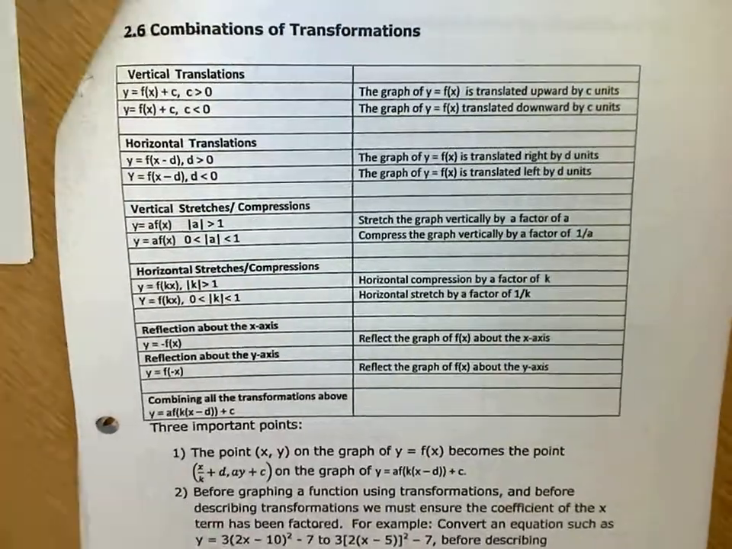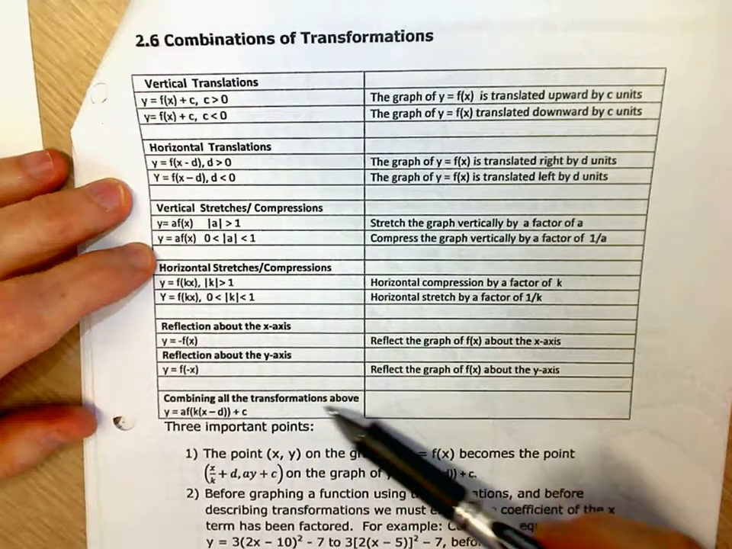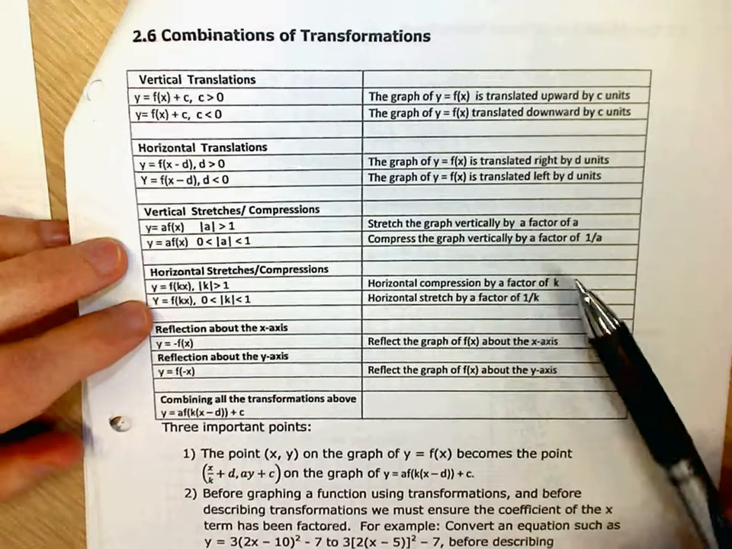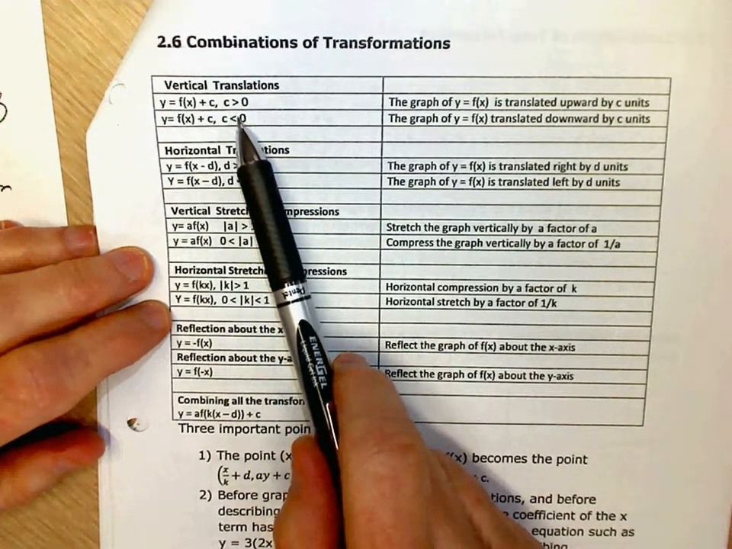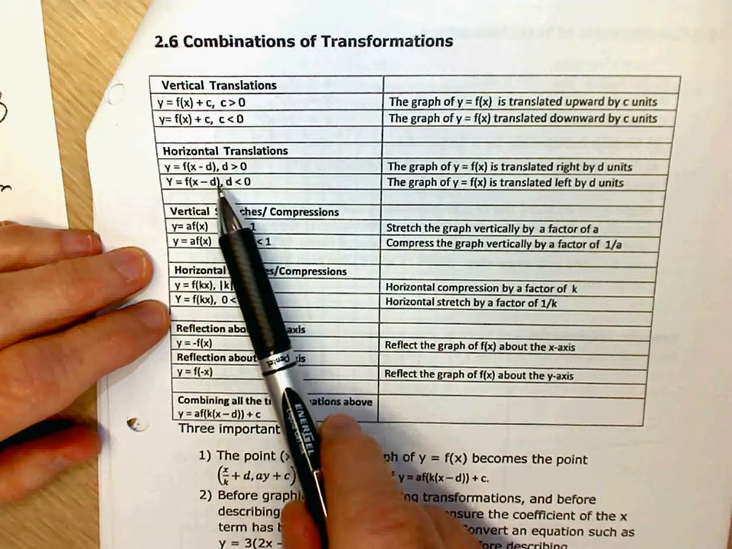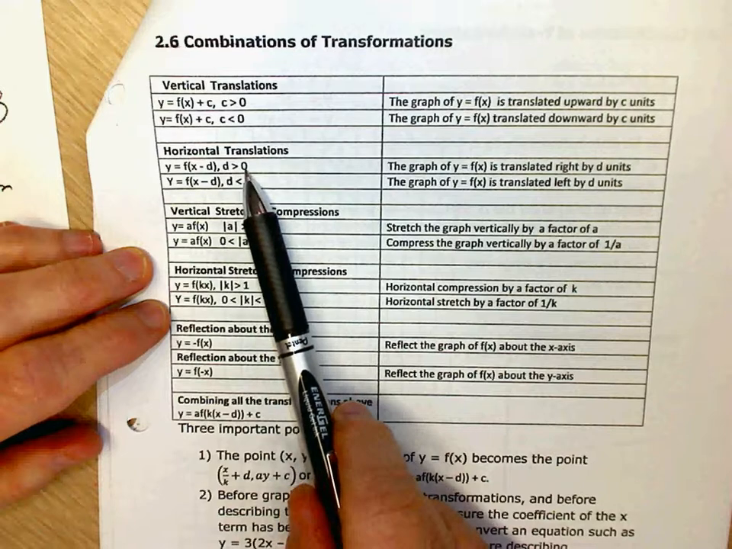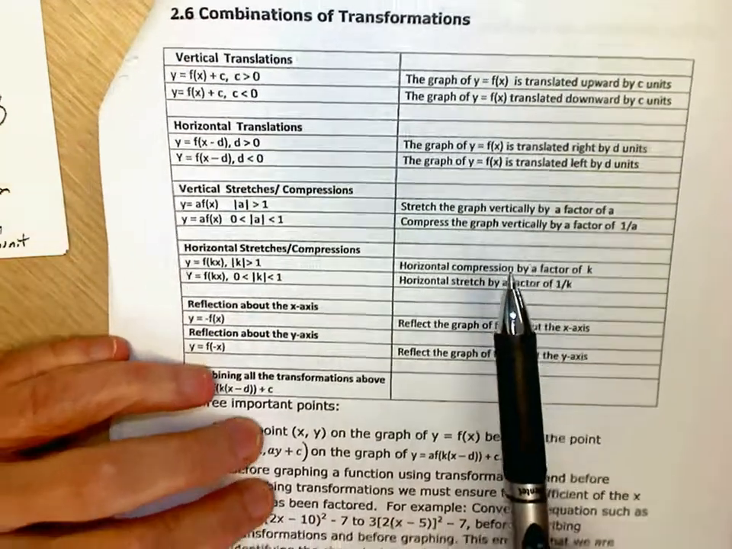Okay, so this is a summary of everything you should have learned up to now. Vertical translations: if C is greater than 0, it goes up. If it's less than 0, it goes down. Horizontal translations: if D is positive, it goes to the right. If D is negative, it goes to the left.